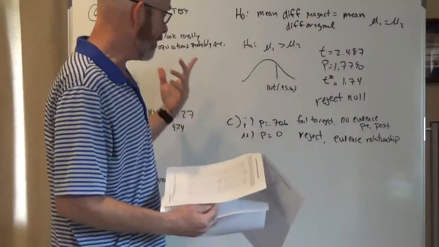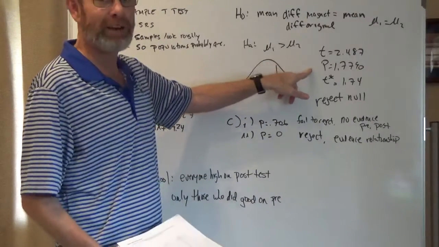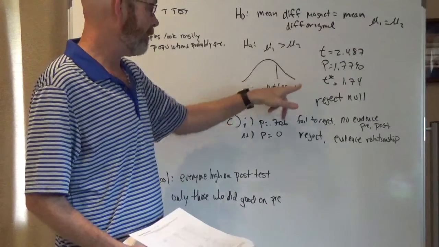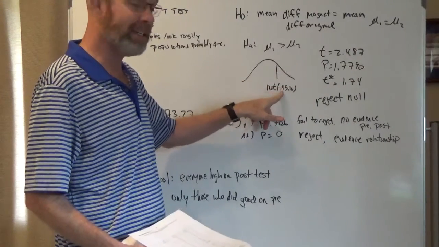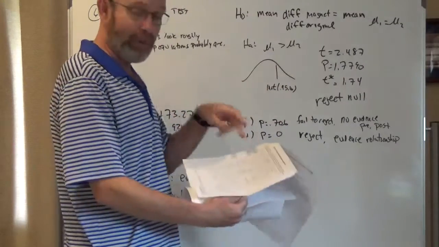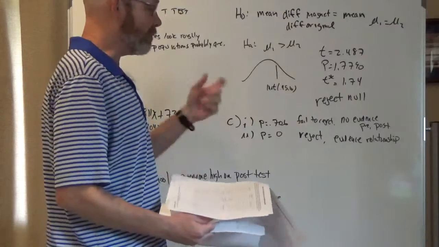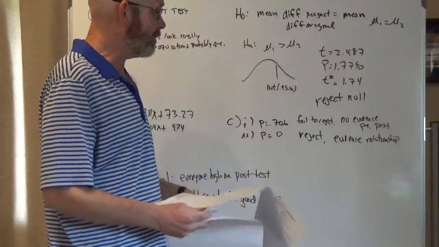So I just ran the test. I got a test statistic of 2.487, a p-value of 1.77%. Critical value is an inverse t, 95%, 16 degrees of freedom. There were 8 in one, 10 in the other, so 18 minus 2. Subtract 1 from each sample size, in essence, and add together.